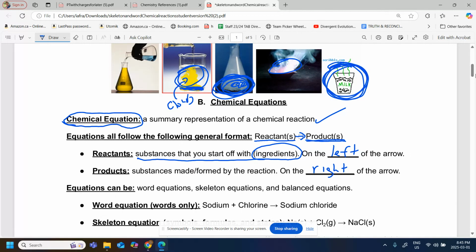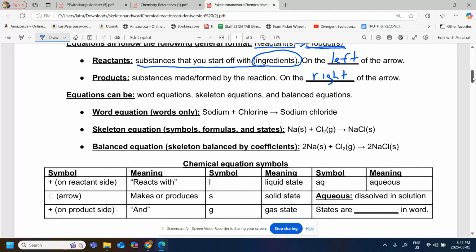So there's a few different types of equations you can have. You can have word equations, skeleton equations, and balanced equations. Word equations use words only. So for example, here you can see sodium and chlorine reacting. So sodium plus chlorine are reacting. Then it says here to produce sodium chloride.